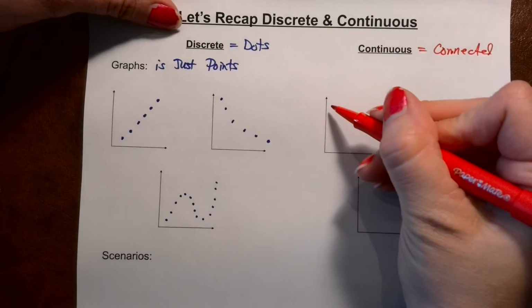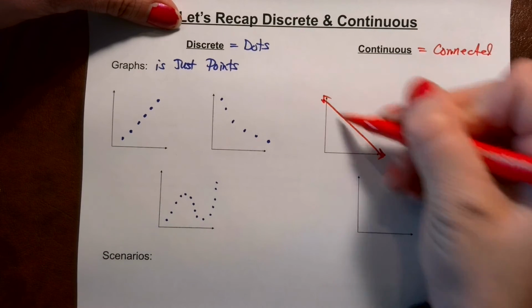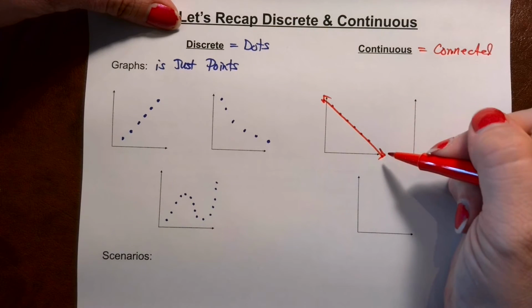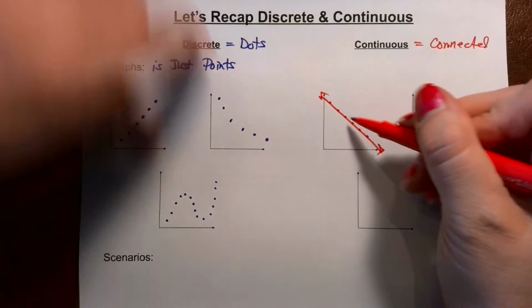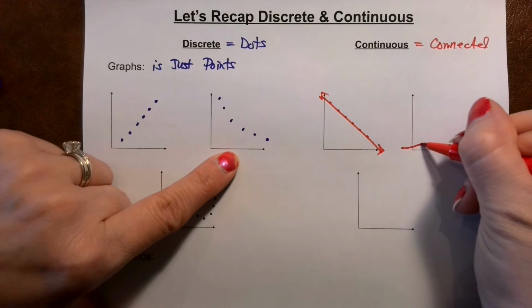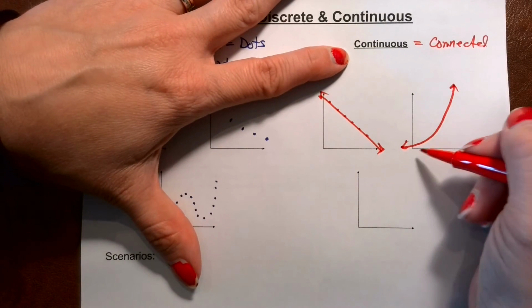Take a look at this one right here. This is an example of a graph. It's a linear equation. Now there's points along this graph, but it was connected. So here's an example of a linear continuous. The graph could also be exponential, but the question is, is it connected?